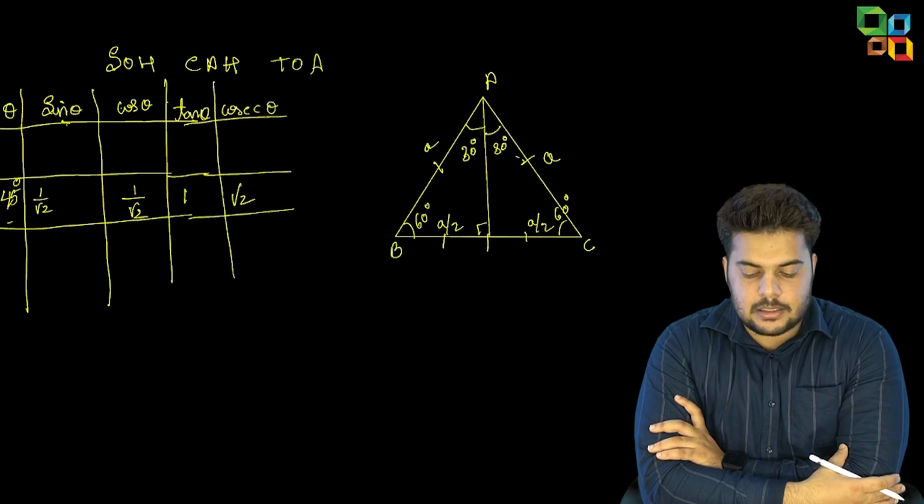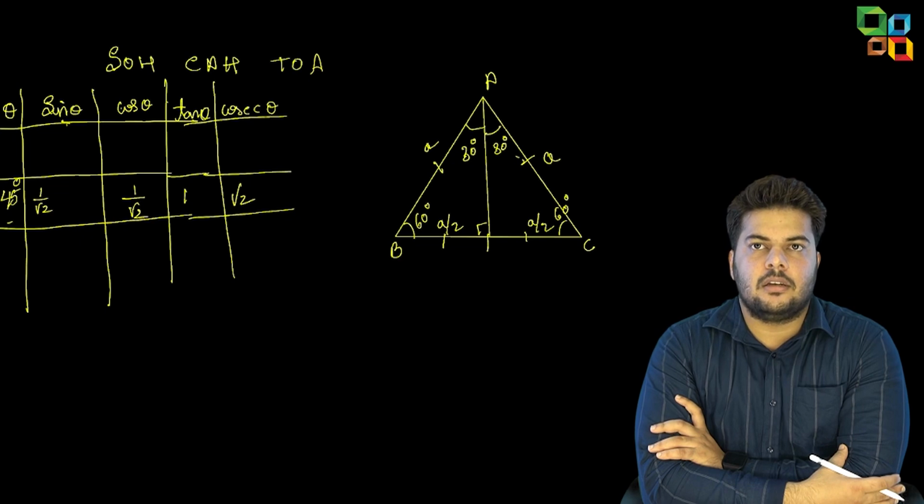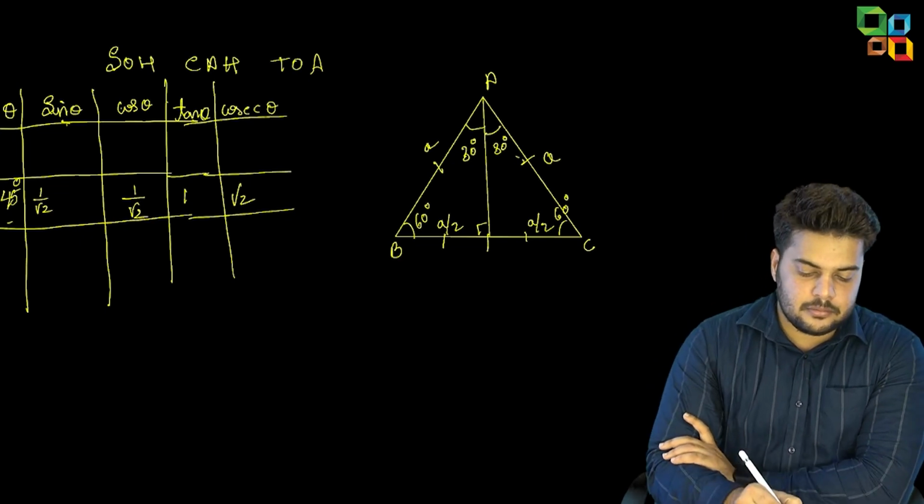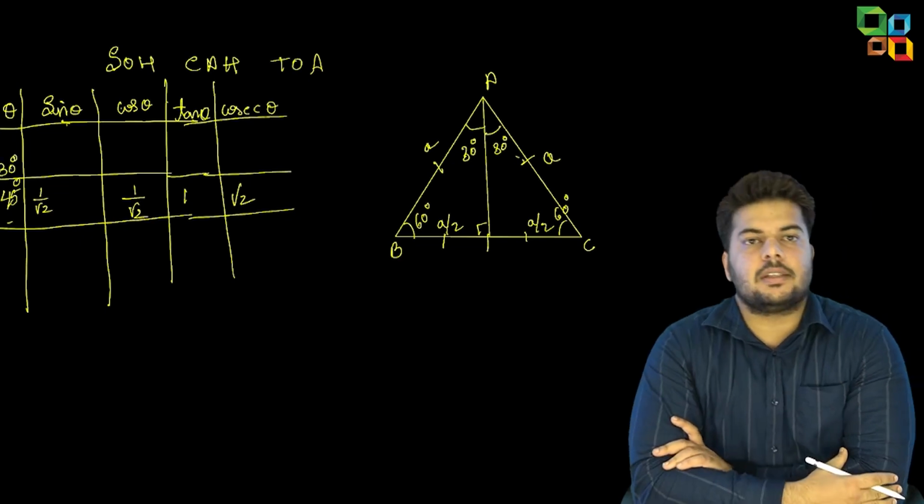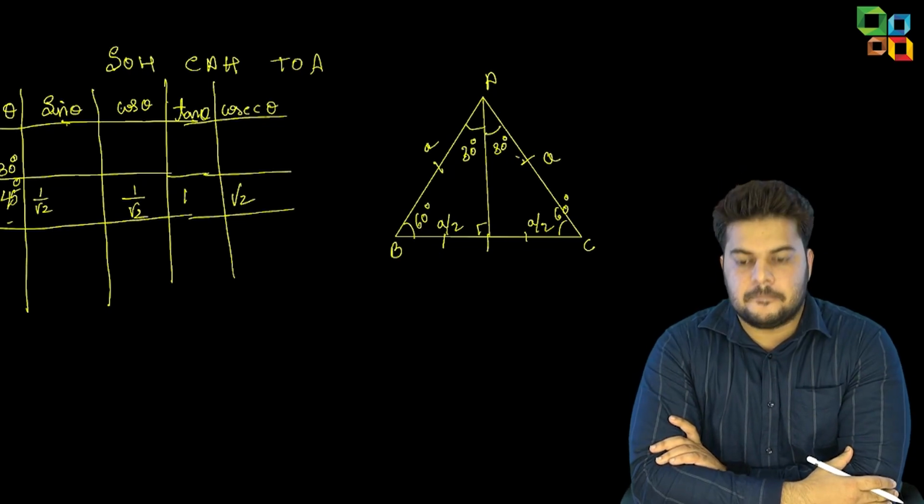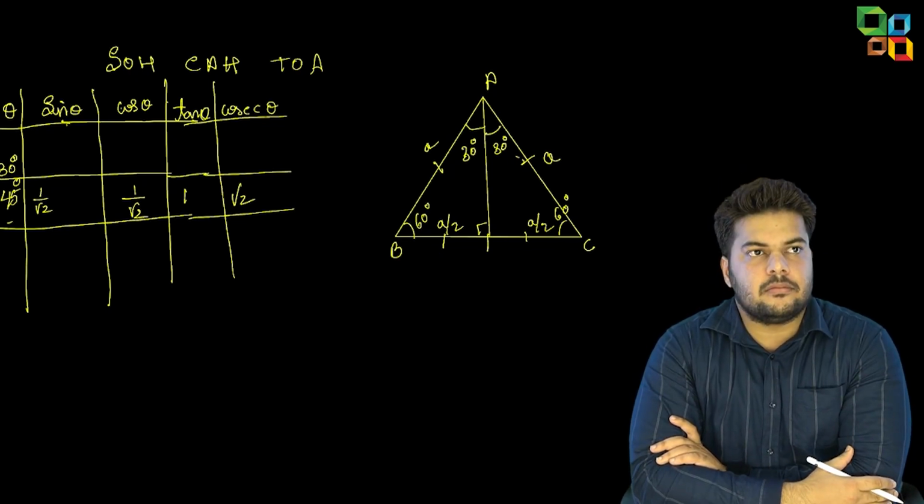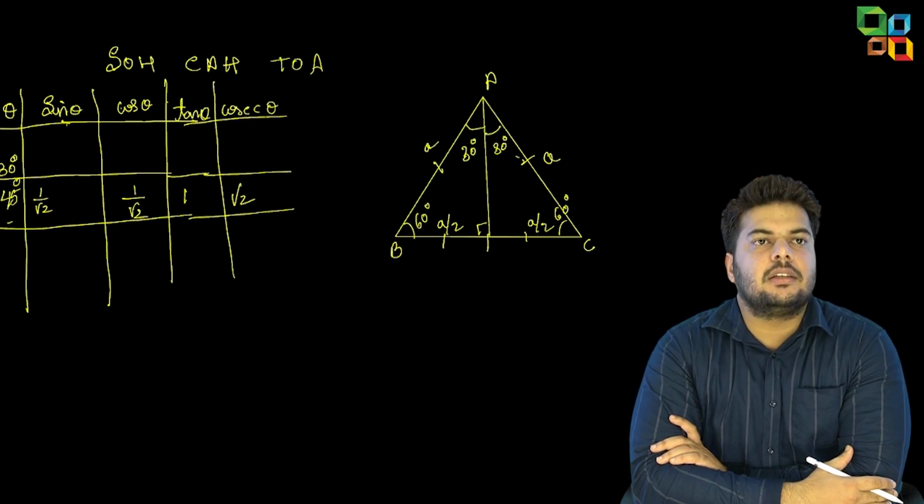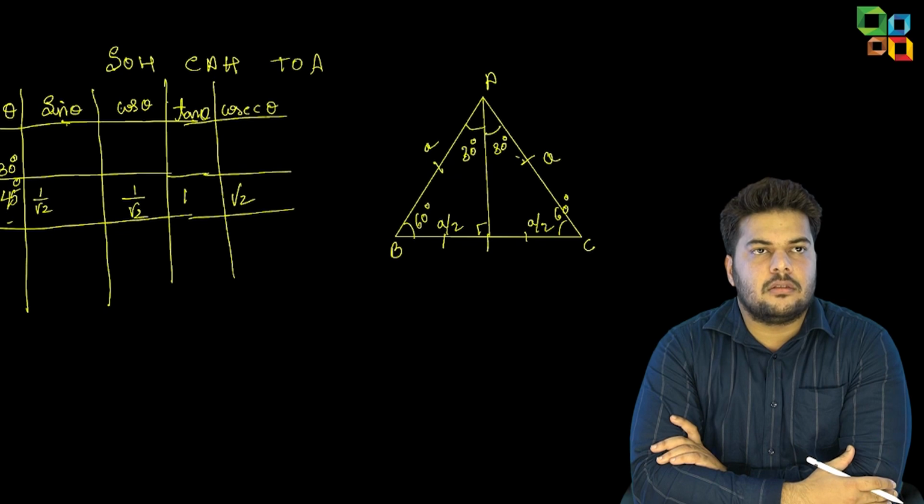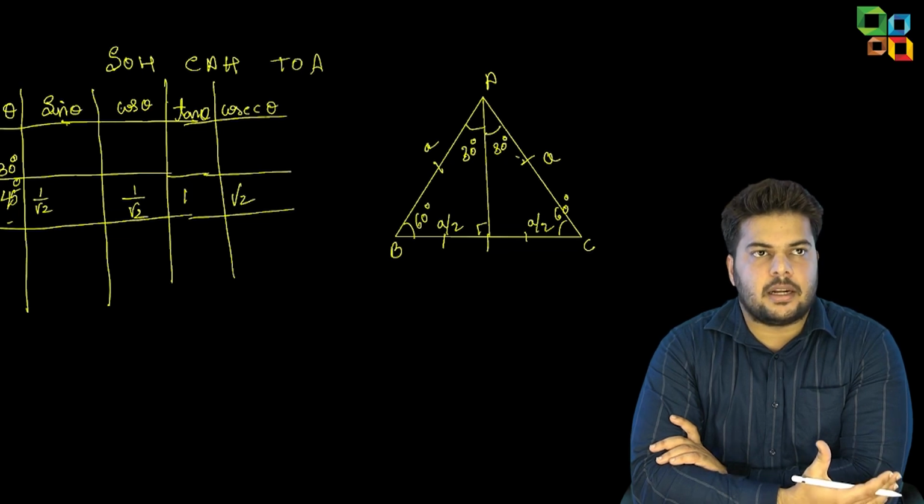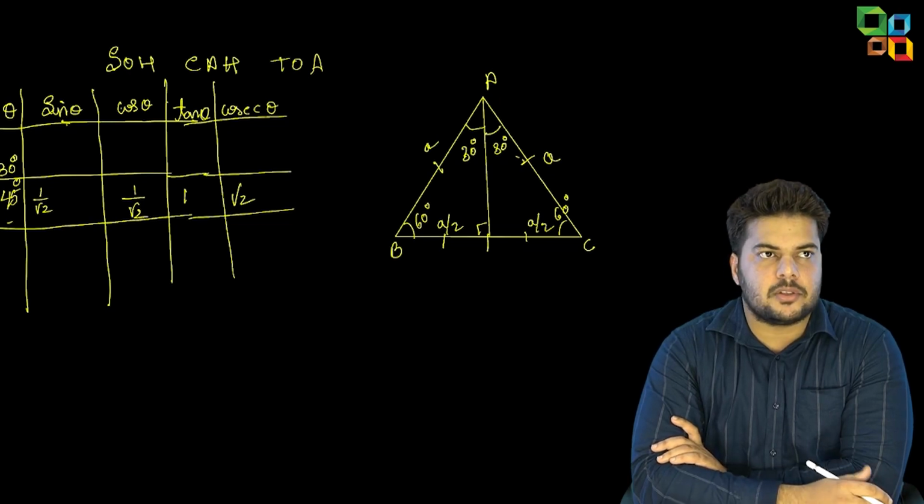So we'll find the sine of 30 degrees. What does sine of 30 degrees mean? Sine of any angle. Shreya, what is the sine of 30 degrees? A by 2 by A. Yes, exactly. Good. A by 2 by A. The opposite side divided by the hypotenuse.